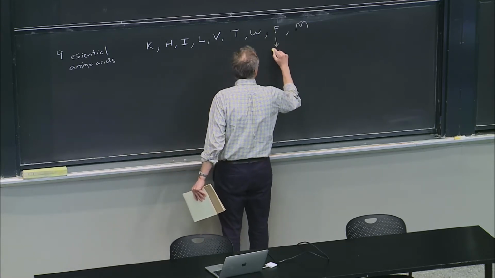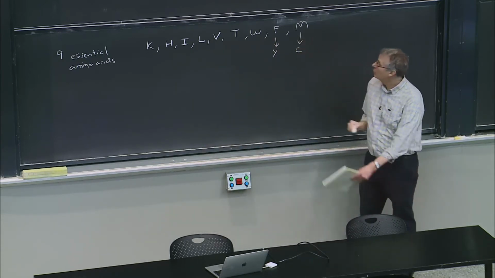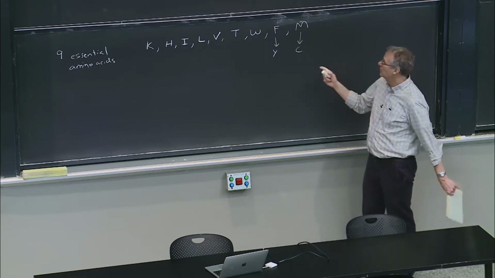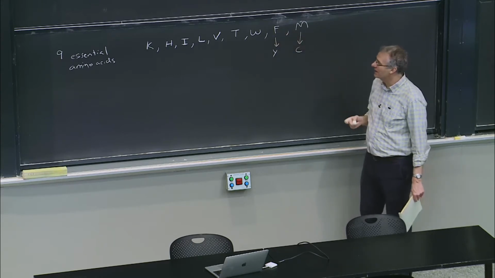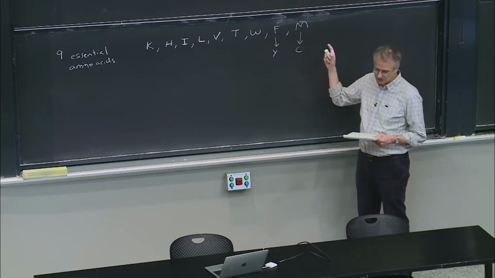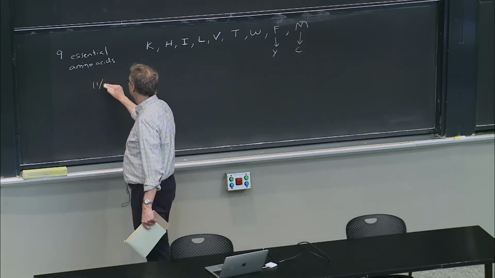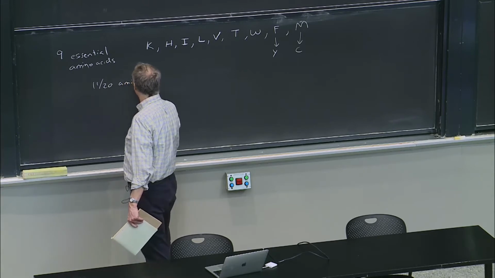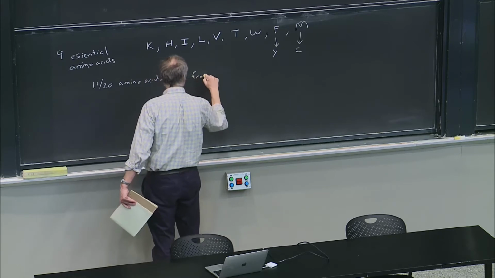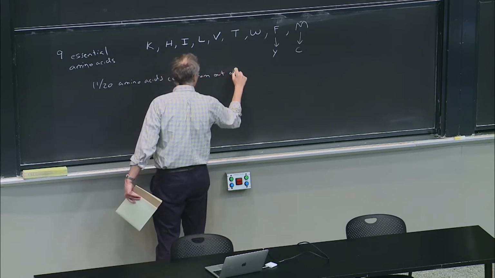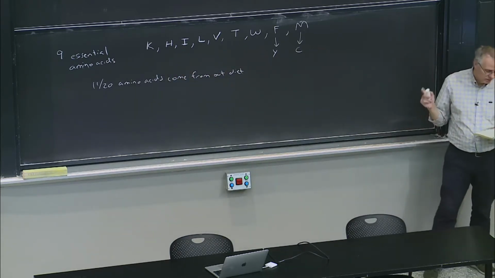If you have enough phenylalanine, we can synthesize tyrosine. And if you have enough methionine, we can synthesize cysteine. But it turns out that tyrosine and cysteine, because they require phenylalanine and methionine, for all intents and purposes, are also essential. So there's really 11 of the 20 amino acids that come from our diet, either directly or indirectly in the case of tyrosine and cysteine.